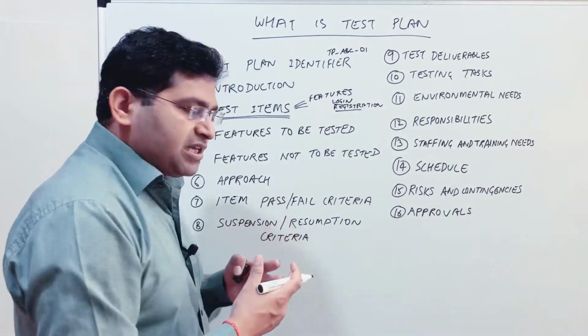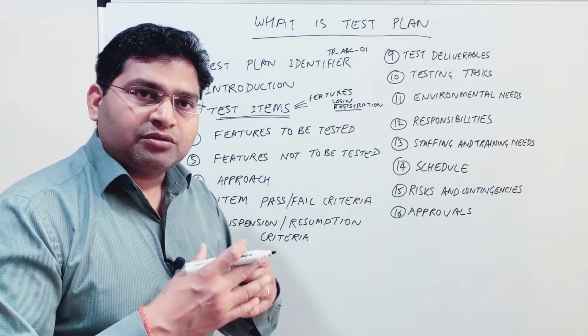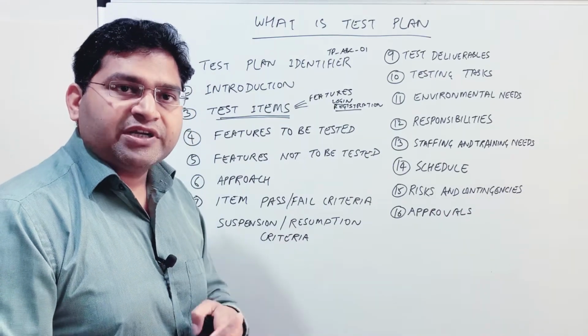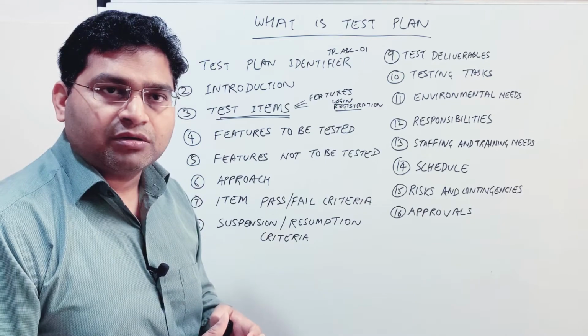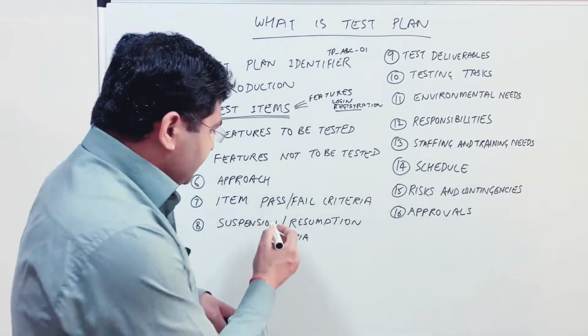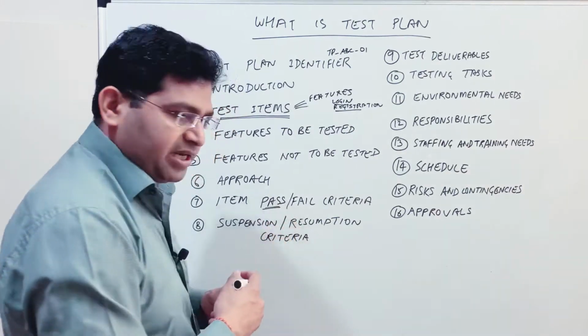So in the item pass criteria, you can mention that no severity 1 and 2 defects are open. Even if there are low priority or low severity defects still open, if they are accepted, we can still mark the item as pass, right?